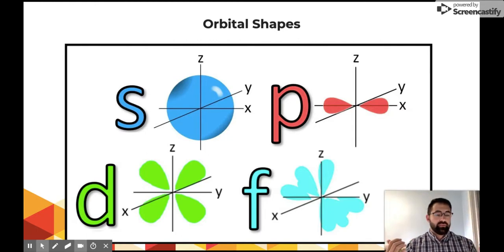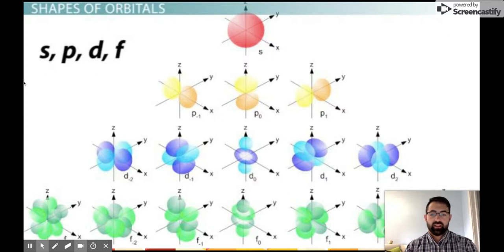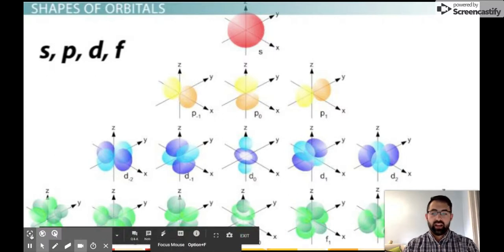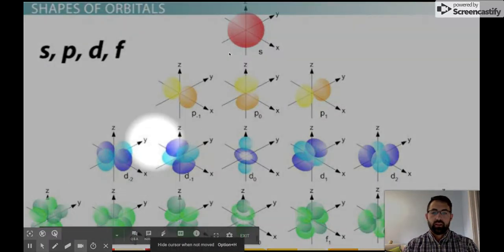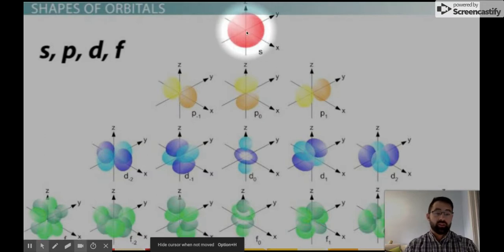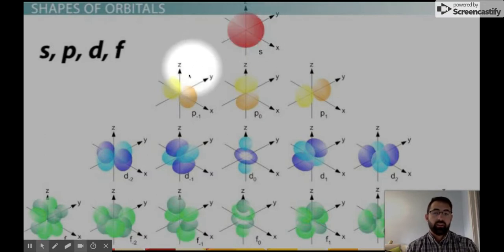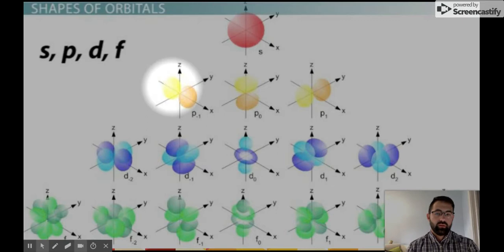But remember, each orbital, S fills 2, but P fills 6. The reason is P has 3 different orientations on the Z, Y, and X axis. So you can see that here. I know there's a lot. So here's our S, right? Only 2 electrons can fit here. There's only 1 orbital. The P level, however, has 3 orientations, with 2 electrons in each, for a total of 6 electrons, right?